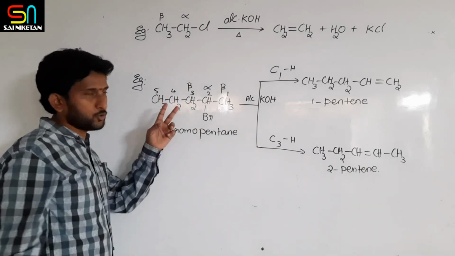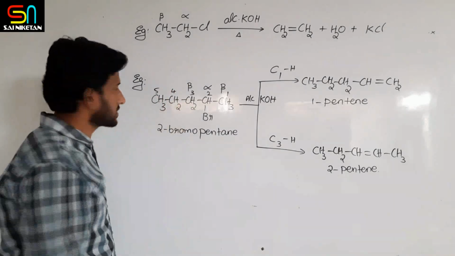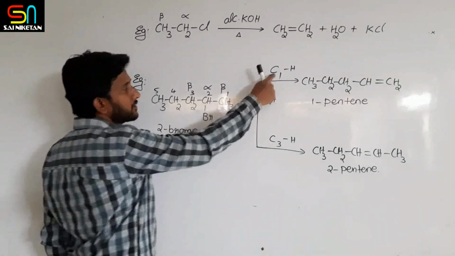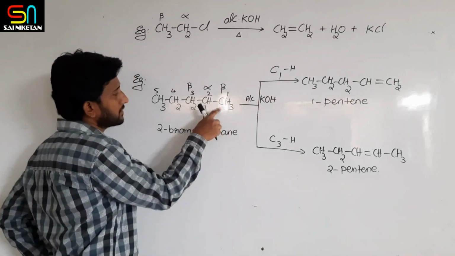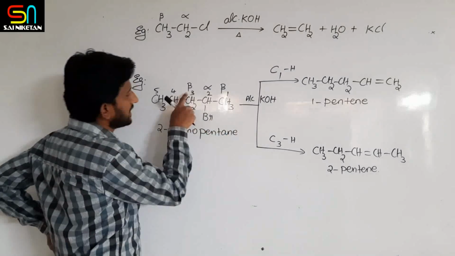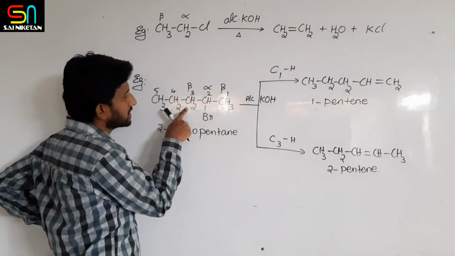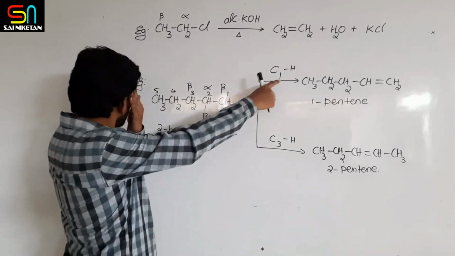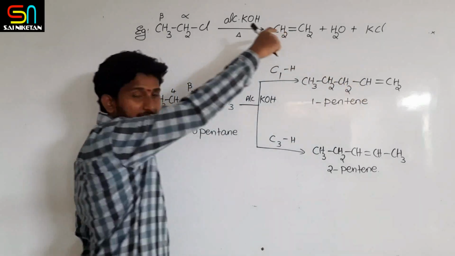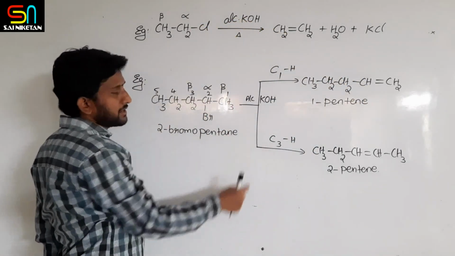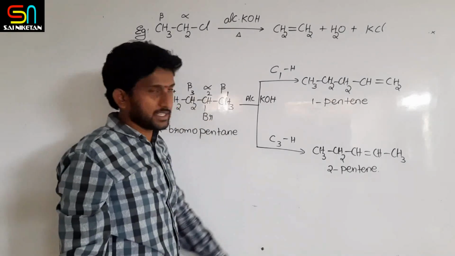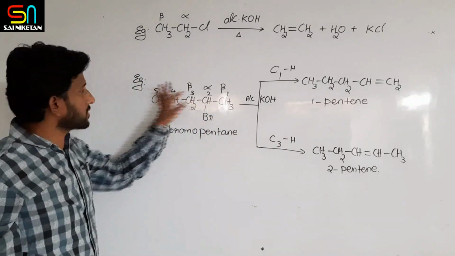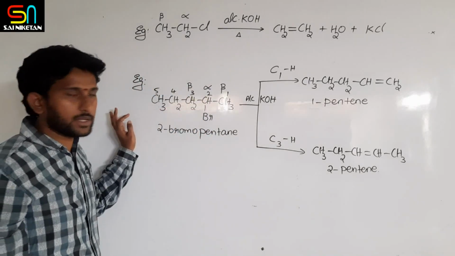So, if there are two types of beta hydrogens, here methyl and methylene type. If you remove C1 hydrogen, where should the double bond come? Between C1 and C2. If you remove C3 hydrogen, the other beta hydrogen from third position, then the double bond should come between 2 and 3. So, if the C1 hydrogen is abstracted by the base, then 1-pentene is the product. If C3 hydrogen is abstracted by the base, then 2-pentene is the product. So, you get 2 types of products if 2 types of beta hydrogens are there, right?